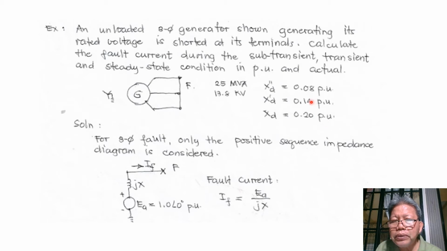So take note that the subtransient reactance is the smallest, followed by the transient reactance, which is 0.14, and then the steady state reactance, or synchronous reactance, of our generator is the largest at 0.2 per unit.